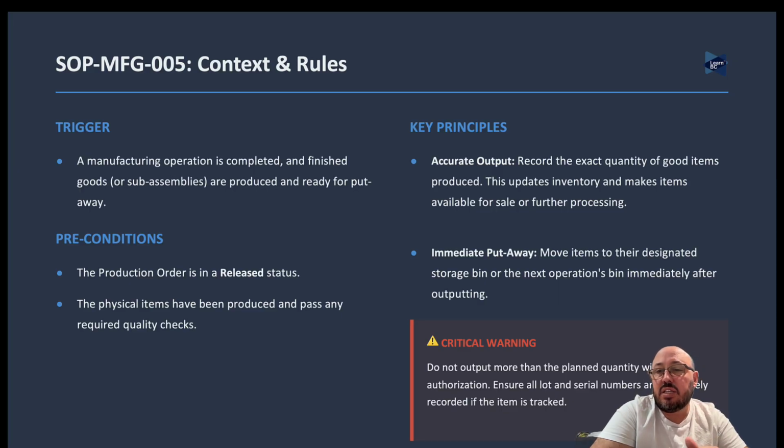Record exactly the quantity of good items produced. This updates the inventory and makes it available for sale. Further, immediately put it away. Your warehouse team has to go finish the put away. So the put away is created automatically once you create the output. Move the items to the designated storage bin or the next operation immediately after outputting. Critical warning: do not output more than the planned quantity without authorization. Ensure all lot and serial numbers are accurately recorded at the time.